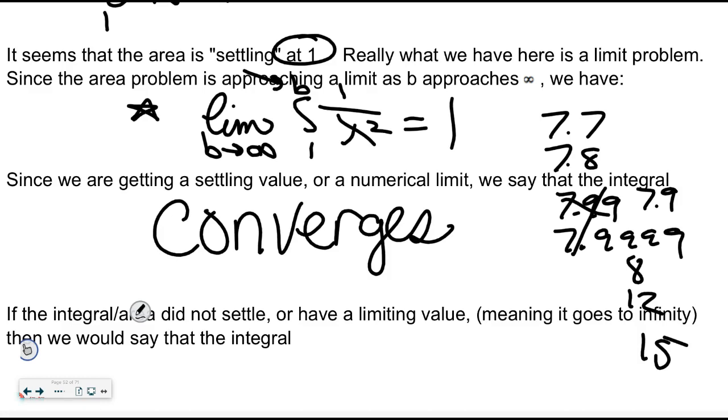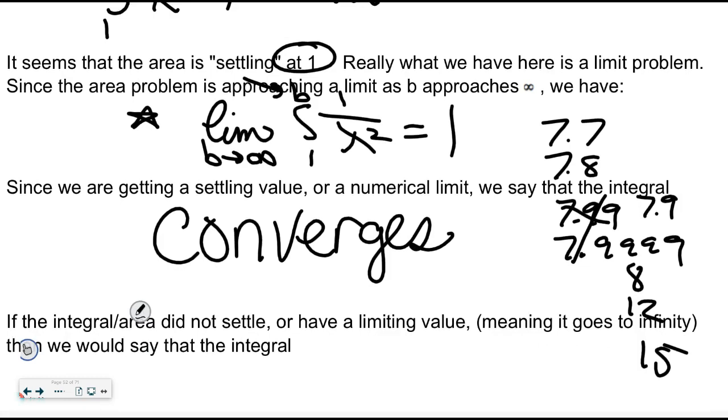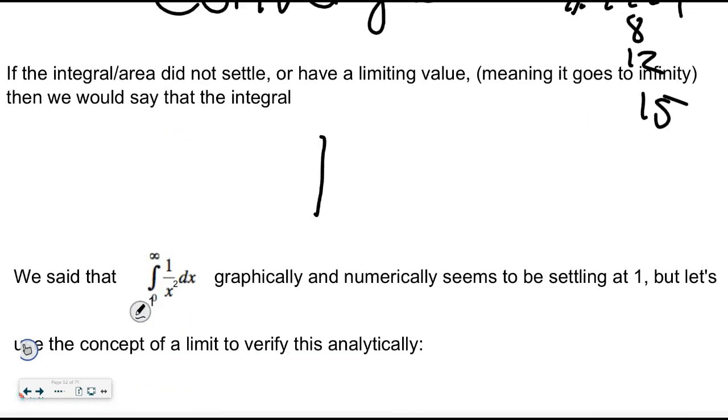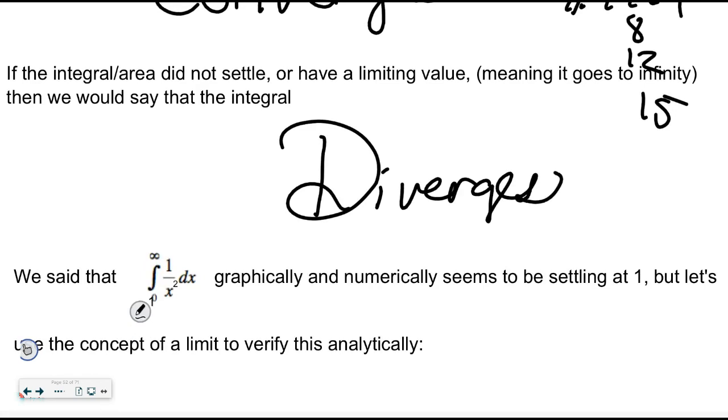Next step, if the integral didn't settle, all right, so we're like, well, it doesn't look like it's approaching anything. We say it diverges, all right? That means it's not settling. It's either going to infinity or negative infinity, okay? If you kept on going, it's just going to keep going and not settle. Does that concept make sense to you, Winter?